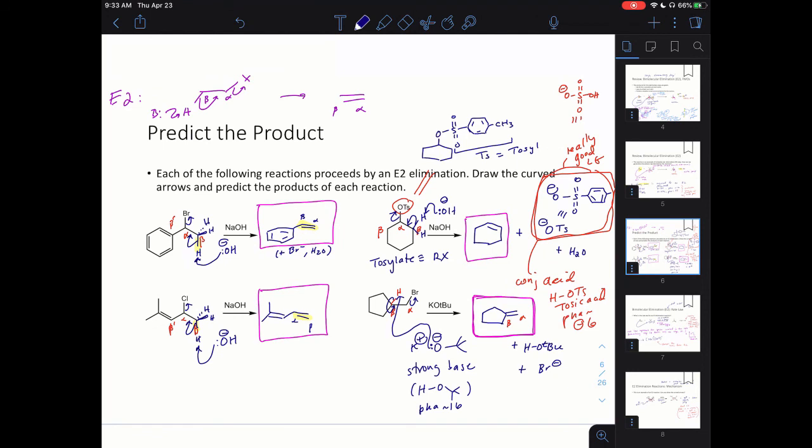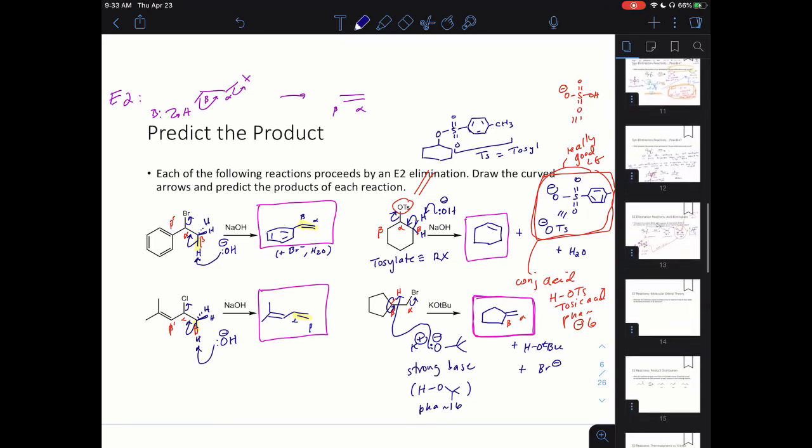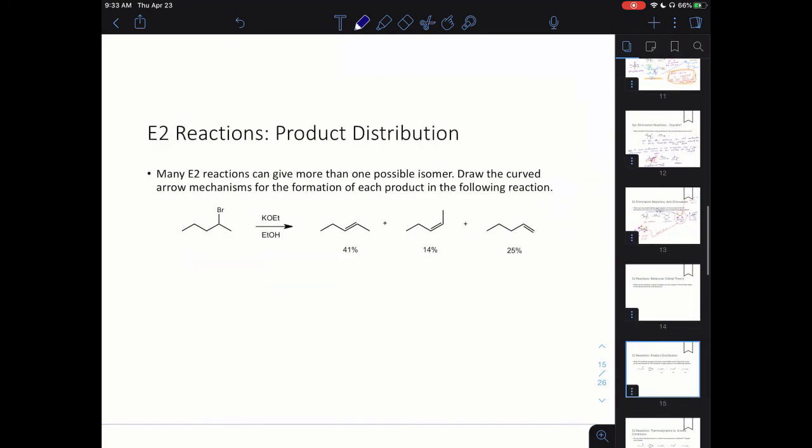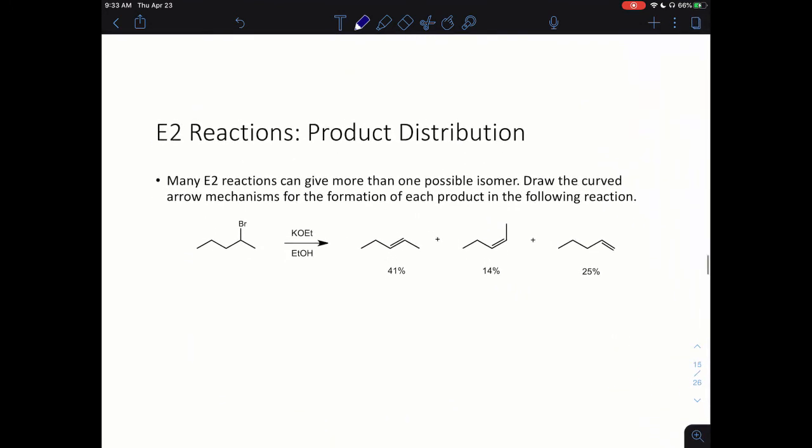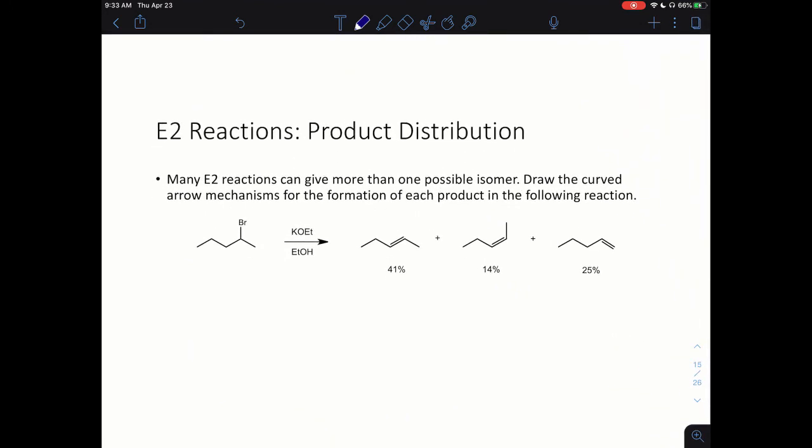At the beginning of the class, I gave you these problems where I asked you to predict the product of the E2 elimination reaction. And I intentionally designed these problems so that there was one major product of each reaction. We're going to look at a little more complicated example now. So we're going to look at the E2 reaction of pent-2-ene. And it makes a complex product mixture. We have 3 different products shown here.